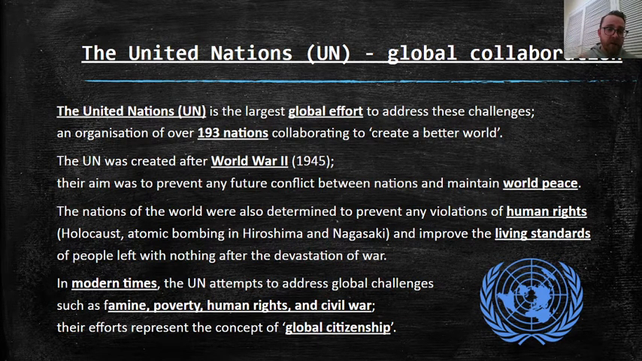And then that same goal, mentality, mindset has really continued into modern times. The UN attempts to address global challenges such as famine, poverty, human rights, and civil war. Their efforts represent the concept of global citizenship.